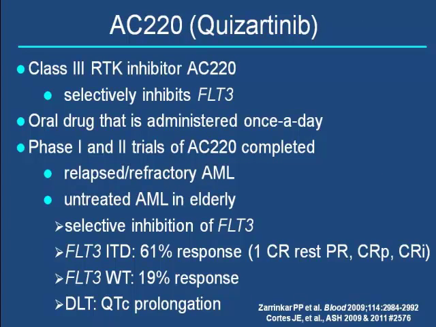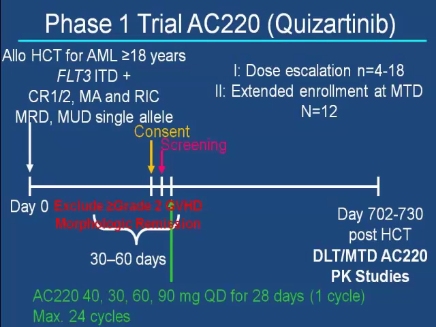Quizartinib is a class 3 RTK inhibitor. It selectively inhibits FLT3, and it's currently in phase 1 testing in the setting of transplantation. Many of you may know that the phase 3 trial is for midostaurin, but the phase 1 and phase 2 trials have been completed for AC220, and there has been benefit seen in refractory AML patients. So this is just one example of a phase 1 trial with AC220. It's open at 5 different centers, but it's basically treating patients between day 30 and day 60 with AC220, and the primary endpoint is dose-limiting toxicity and maximum tolerated dose.